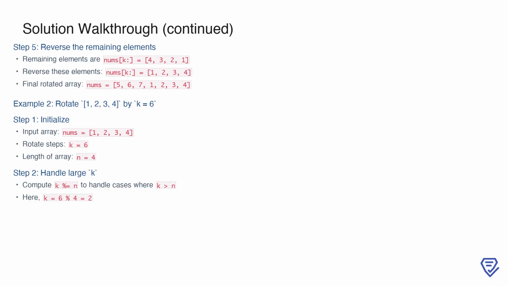Moving on to a new example, we now consider rotating the array [1, 2, 3, 4] by k = 6.